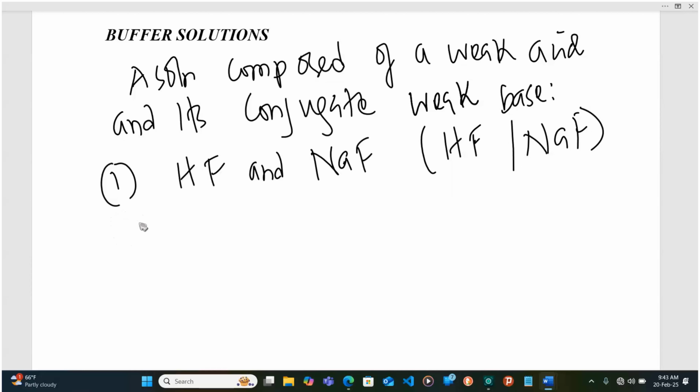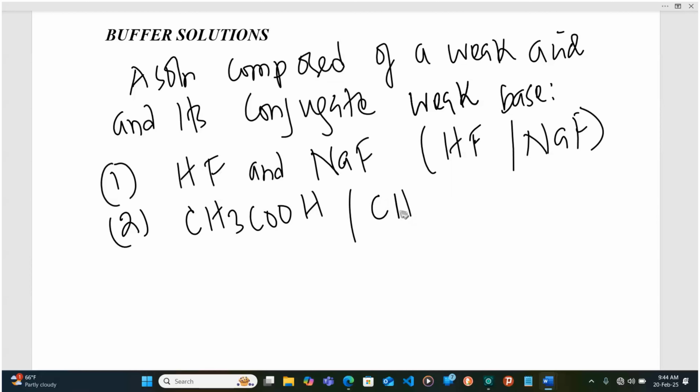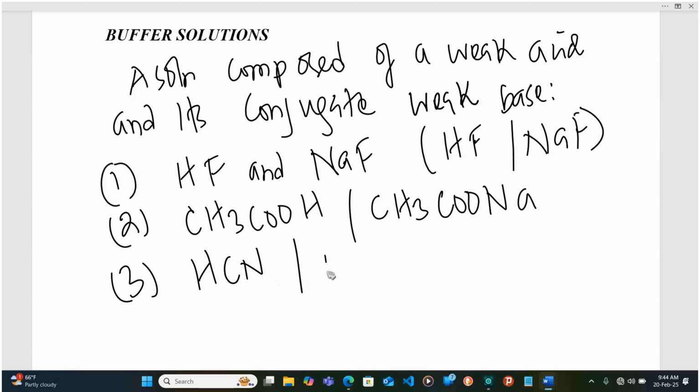You can also have acetic acid and sodium acetate, or what we call ethanoic acid, occurring together with sodium ethanoate. So this is going to be CH3COONa. This forms a buffer solution. You can also have hydrocyanic acid existing together with sodium cyanide. Where you have HCN and sodium cyanide, you'll find that these two will form a buffer solution.